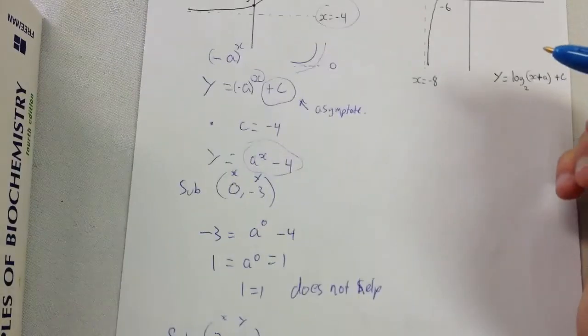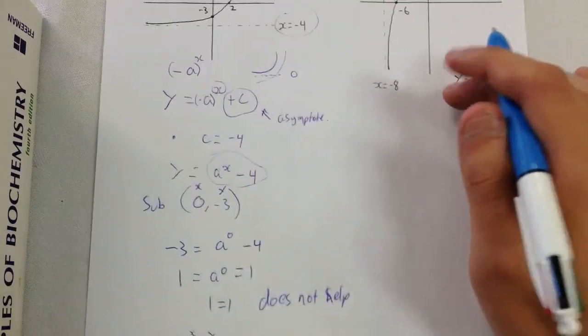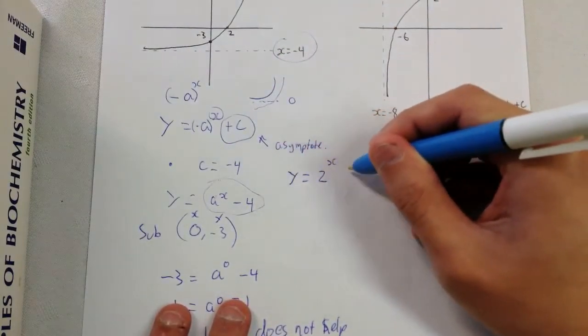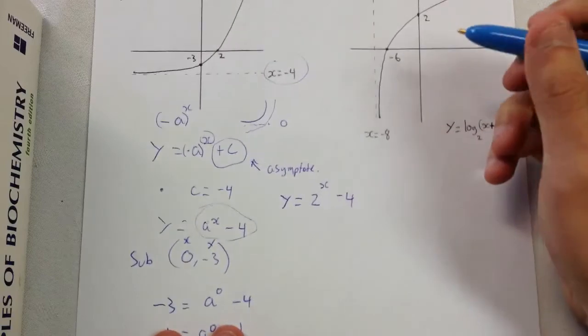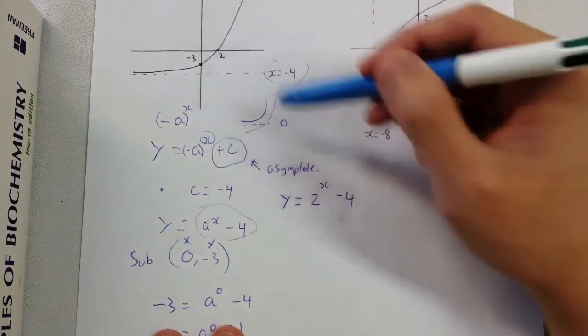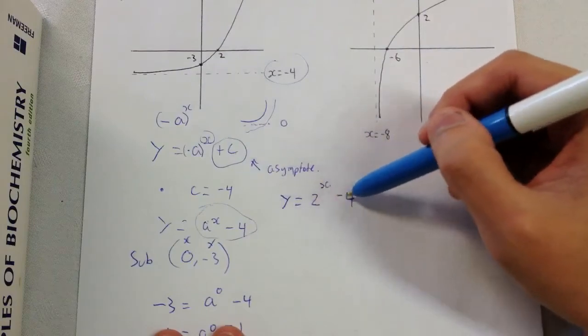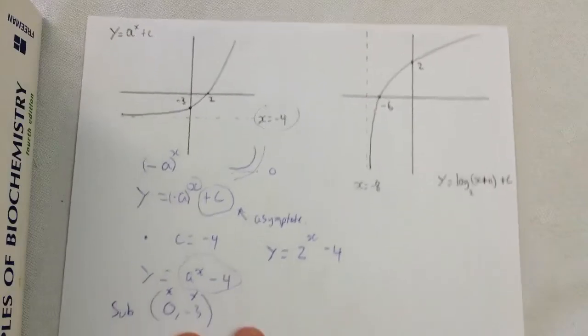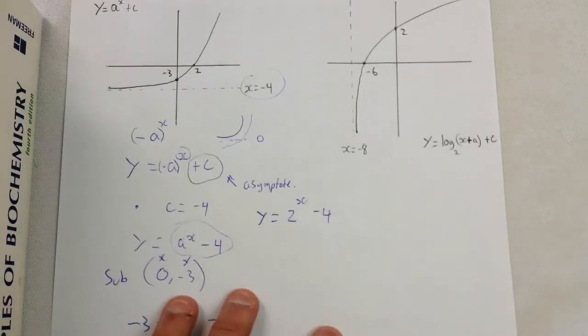Okay? So our equation in its entirety is y equals 2 to the x minus 4. And that makes sense with our asymptote. That makes sense with this point as well. We sub in 2 into x, where 2 squared minus 4 equals 0, which becomes y equals 0. Perfect. So let's compare with a log how to do it.